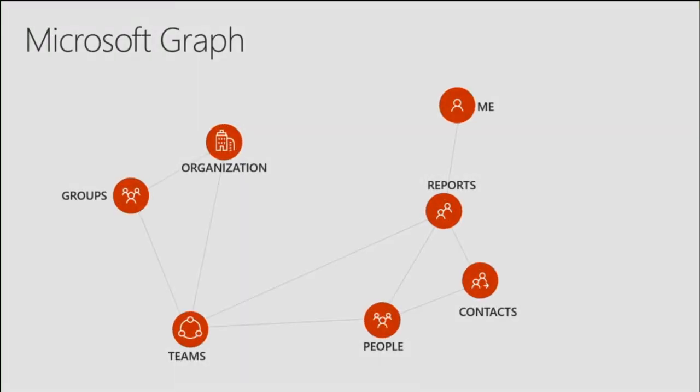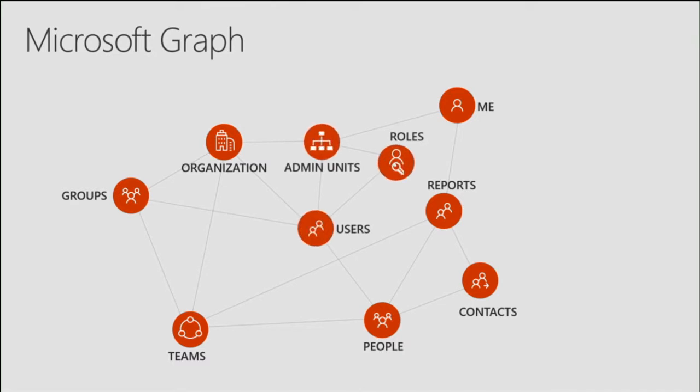So it all starts with the user, represented by me in Graph. And this me represents the signed-in user. From the user, you can traverse relationships and see who the user's direct reports are. What people do they work with? Who are their contacts outside the organization? You can see what teams they're a part of, what groups they're a member of, and then you can see details about the organization they work in. You can also see what administrative units they might be a part of, what roles they're a member of, what privileges they have. And you can see other users in the organization.